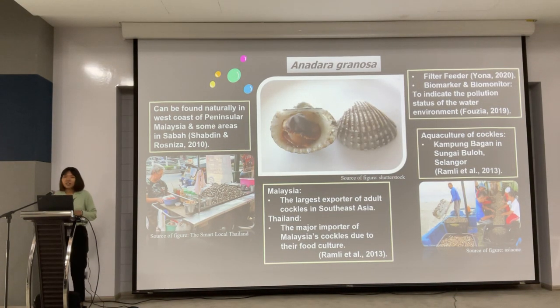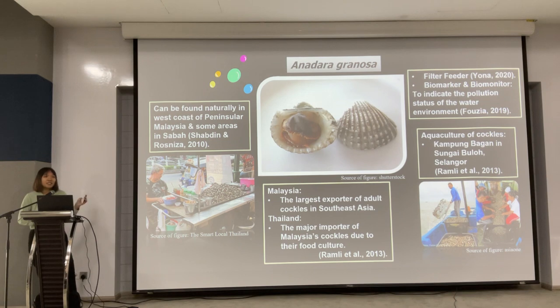Anadara Granosa can be found naturally in Peninsula Malaysia and some areas in Sabah. Malaysia is the largest exporter of cockles in Southeast Asia, while Thailand is the major importer of cockles from our country, because of their food culture. You can look at this picture. One of the blood cockle farms in Sungai Buloh is located in Kampong Bagan.